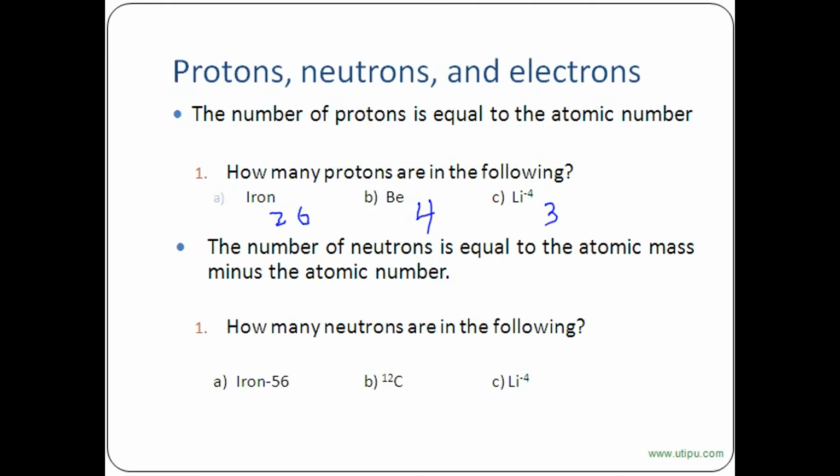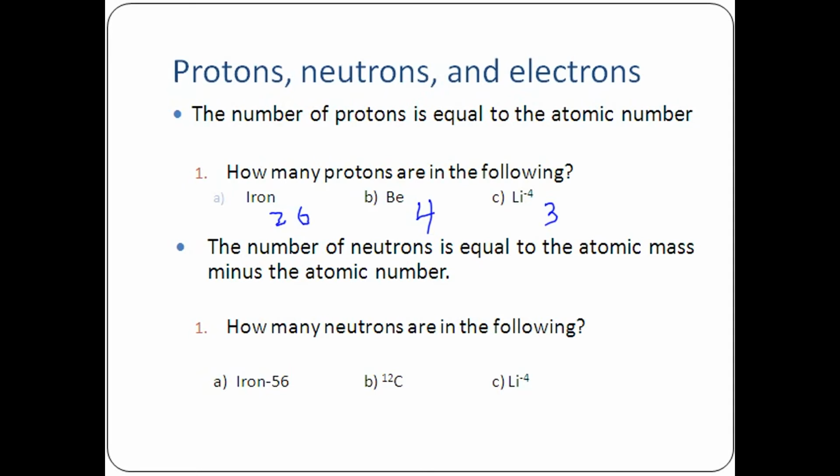There's nothing that can change that, because what defines an element as an element is the number of protons. If you had iron that had 25 protons, it wouldn't be iron. It would be manganese instead. You can't have iron that has any more or less than 26 protons, because that's just the definition of what iron is. So protons is easy.